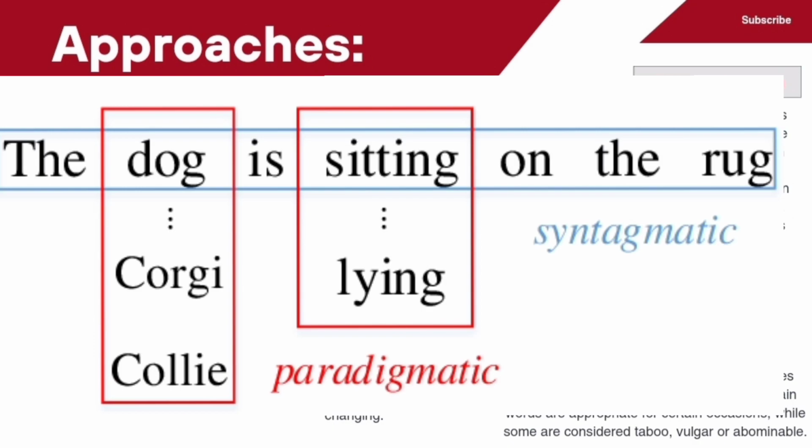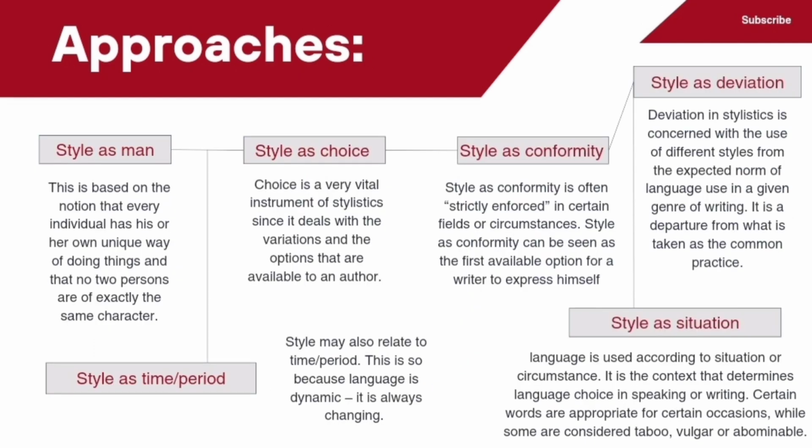If we change within the paradigmatic axis, whether we replace lying with sitting or sitting with lying, it won't create a big difference. But if we say that the dog is sitting on the rug and we replace it with lying is dog on the rug, then definitely the whole sentence has been deformed and the meaning of the basic sentence has been distorted. Therefore, it is crucial to choose a word that is appropriate for the context. This was all about style as choice.